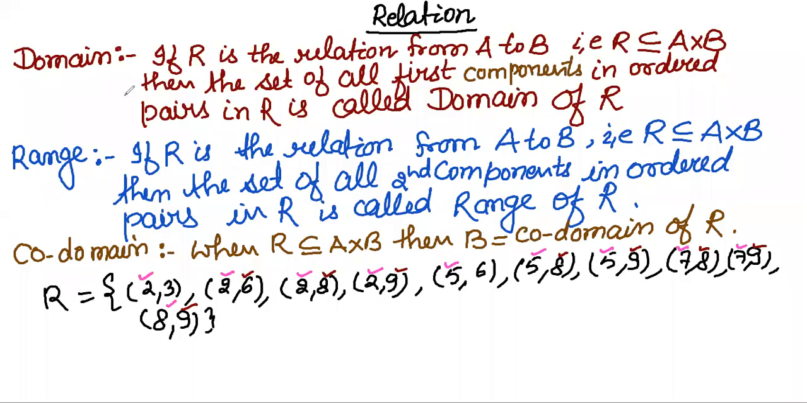So the domain definition is here. If R is a relation from set A to set B, that is, R is a subset of A cross B, then the set of all first components in the ordered pairs in R is called the domain of R. I hope it is clear for you all.